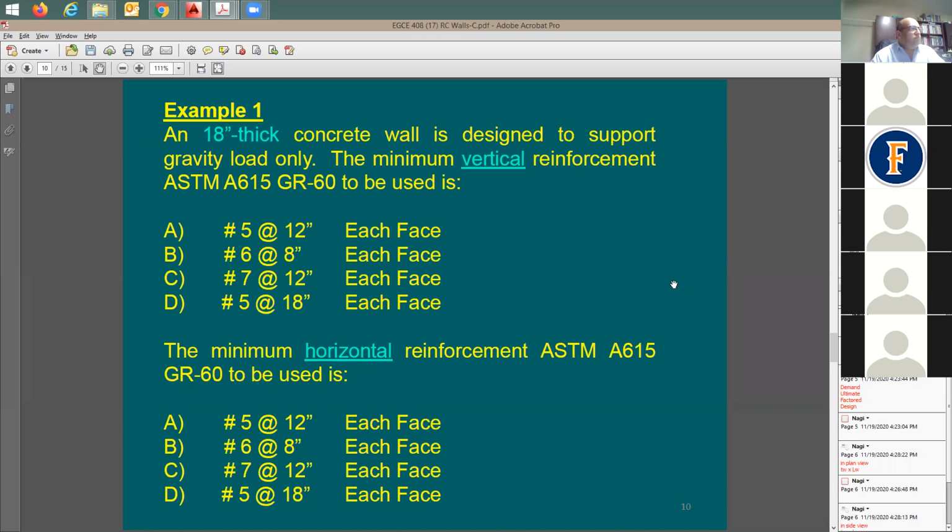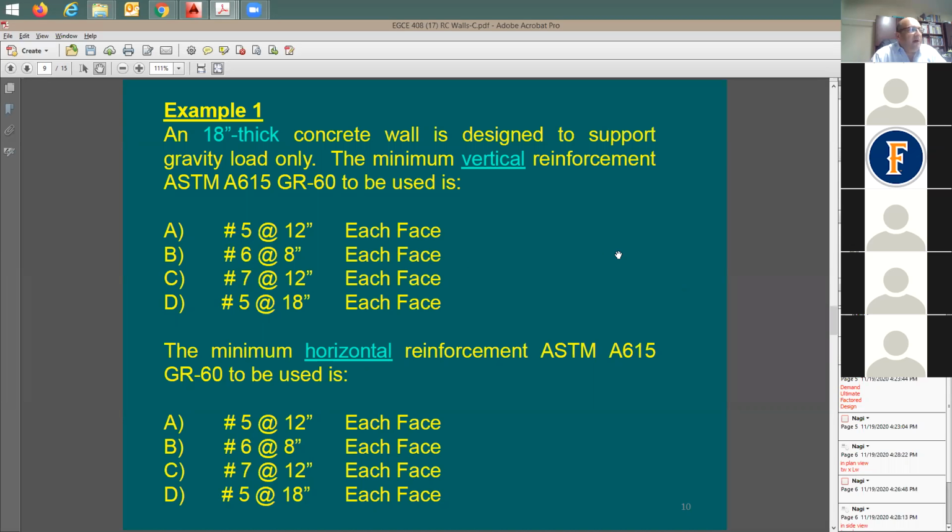Okay, so which one do you think I'm going to go with? Let's say that number 5 at 12 is good and also number 6 at 12 is good. Which one would I go with? I'm going to go with the one that gives me the minimum reinforcement, the smaller amount, because it's going to be cheaper, right?